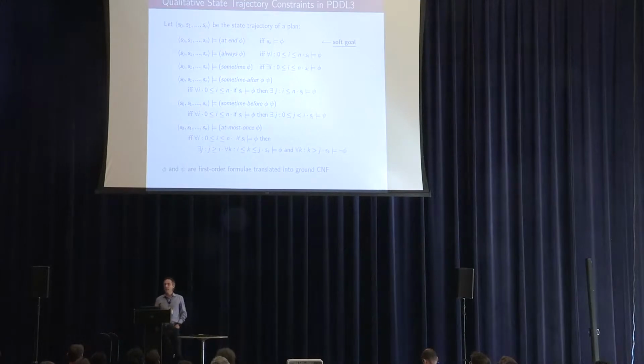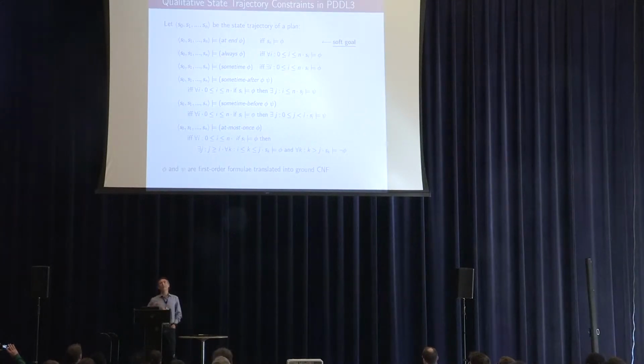More formally, these are the preferences, or soft trajectory constraints, that we consider in our work, which are the qualitative preferences of PDDL3. Briefly, let S0, S1, ..., Sn be the state trajectory generated by a plan. At end phi is the usual goal. Always phi means that phi must be true in every state of the trajectory. Sometime phi must be true in at least one state of the trajectory.